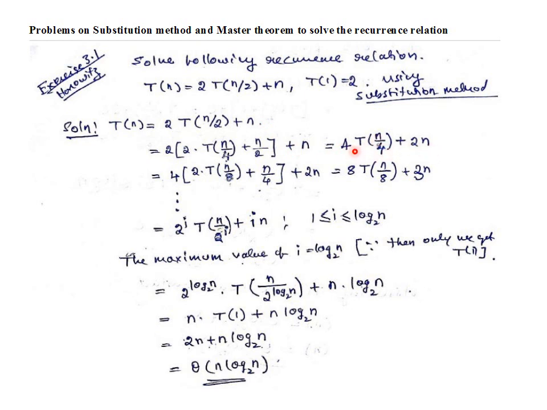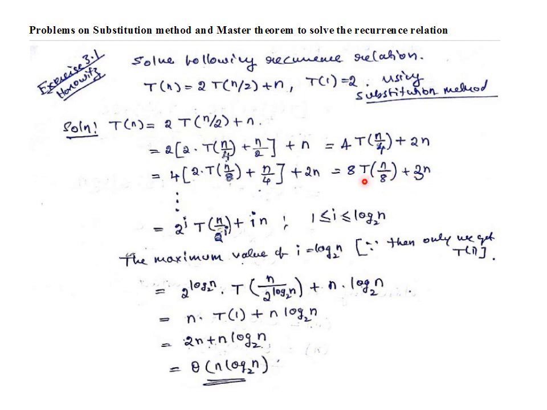So this we can write as 2 to the power 2 into T of n divided by 2 to the power 2 plus 2n. Similarly, T of n by 4 we can replace by 4 is outside, 2 into T of n by 8, since n by 4 divided by 2 is n by 8, plus instead of n, it is n by 4. So that is 4 into 2 is 8, 8 into T of n by 8 plus 4 multiplied by n by 4, which gives n only. So n plus 2n is equal to 3n: 8T of n by 8 plus 3n.